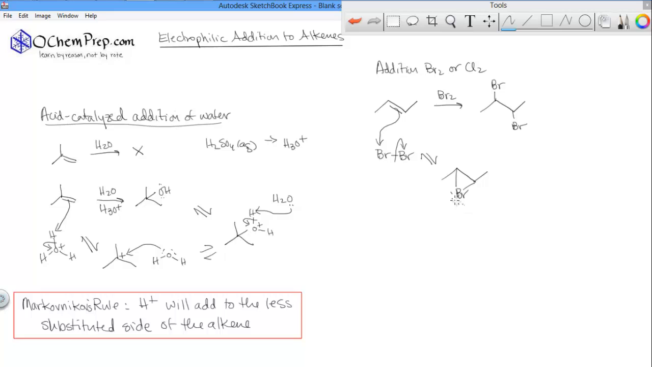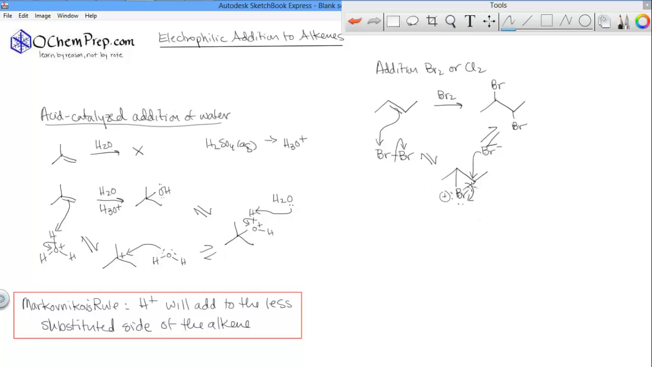If you look, bromine came in with 7, 1, 2, 3, 4, 5, 6, and now has 6, so it has a plus charge. And there's still a bromide hanging out there. So the bromide comes in and forms the new bond, and this bond breaks, making our dibromo compound.